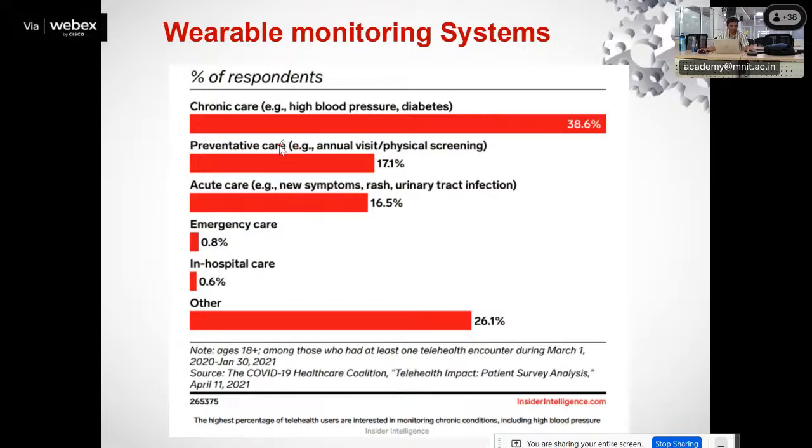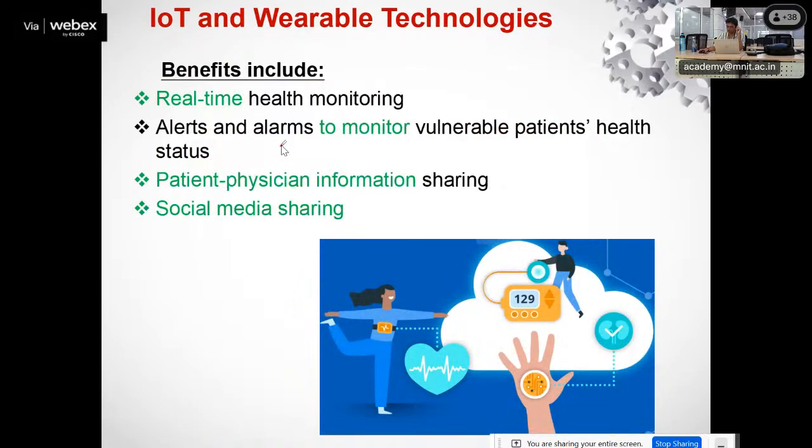So such wearable monitoring systems can be useful for whom? They can be useful for people who have chronic illnesses, like blood pressure or diabetes. For them, continuous monitoring is required, so wearable technology is useful. For a preventive healthcare mechanism, where you need to schedule your visits or some sort of regular monitoring is required, wearable technology can help us. For emergency care, hospital care, or other purposes also, wearable technology is used.